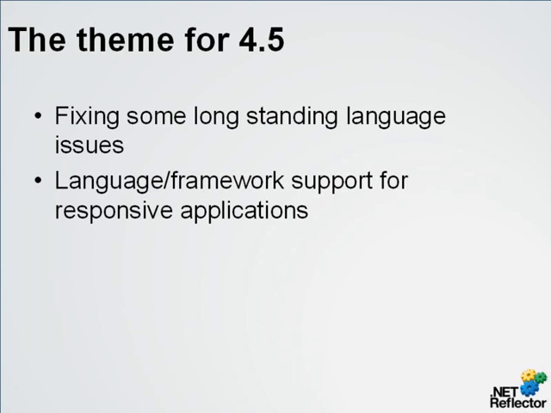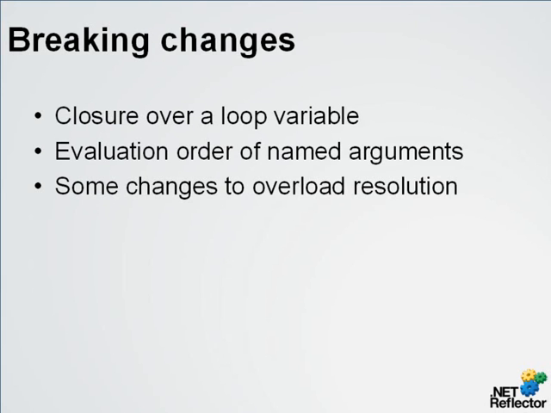So the theme for C# 5 and the 4.5 release of the framework is basically fixing some long-standing language issues. We'll see one's a common source of bugs, the second is a way of optimizing a common pattern. But the big feature is really a change to a language and framework to support responsive applications, and we'll talk more about what that means later. First, we'll go through the breaking changes.